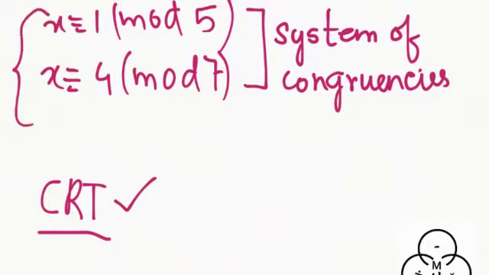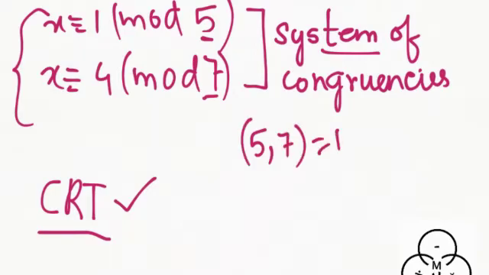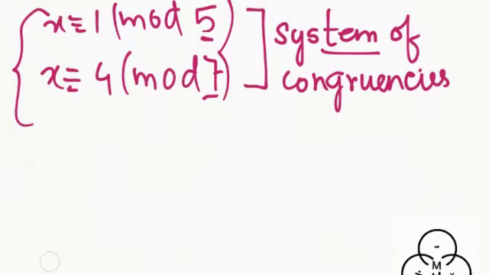But not for every system of congruencies can you use the Chinese remainder theorem. Now why? You can use it for only those systems of equations where the divisors are co-prime to each other, like in this case 5 and 7 are co-prime to each other. So in this case we can use the Chinese remainder theorem. Am I clear? So we can use CRT for only those systems of congruencies where the divisors are co-prime to each other. Perfect. Now we know when to use the Chinese remainder theorem.